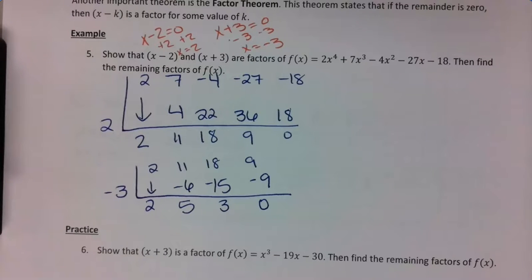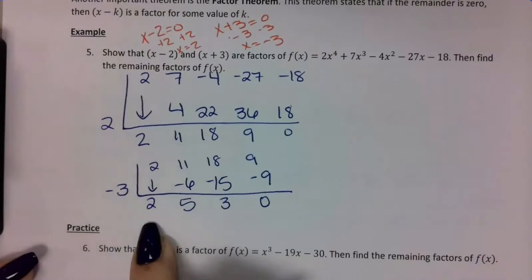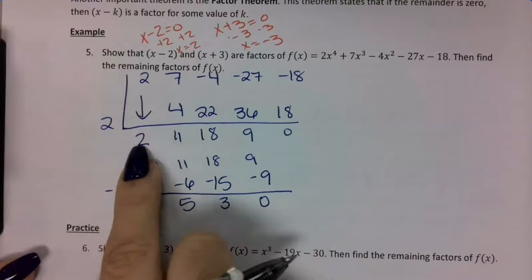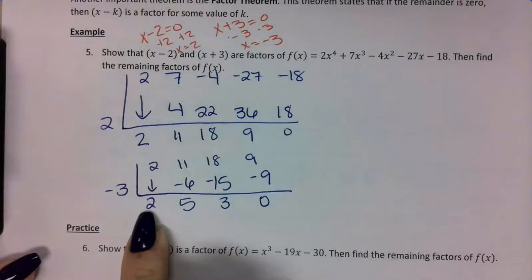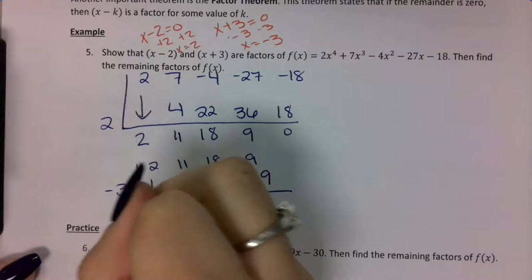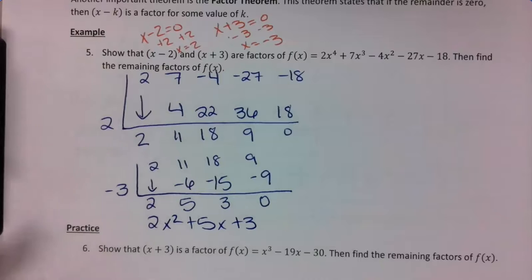This question wants me to keep factoring once I prove that they're factors. So what I'm going to do is I'm going to turn this back into a polynomial. So when I went down to here, I went to cubes, because my original was x to the 4th. Then when I go down to here, I'm going to have squareds. So I have 2x squared plus 5x plus 3. When I put back in my variables.